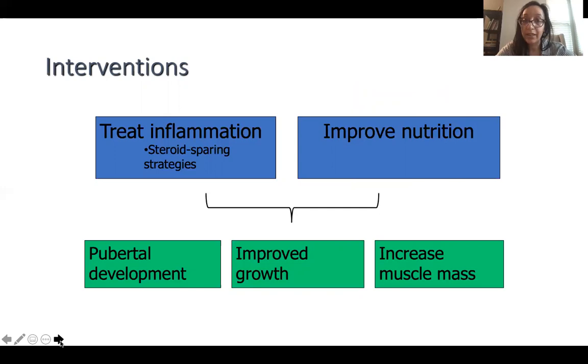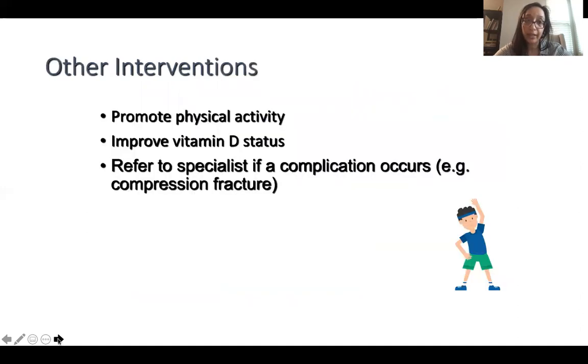We want to use steroid-sparing strategies, and we also want to improve nutrition, because the combination of this will improve lean mass, growth, and pubertal development. All of these will then, in turn, improve the bone health. What else can we do? So other interventions will be promoting physical activity, specifically weight-bearing physical activity, improving vitamin D status, and referring to a specialist, a bone health clinic, if a complication occurs, particularly compression fractures.